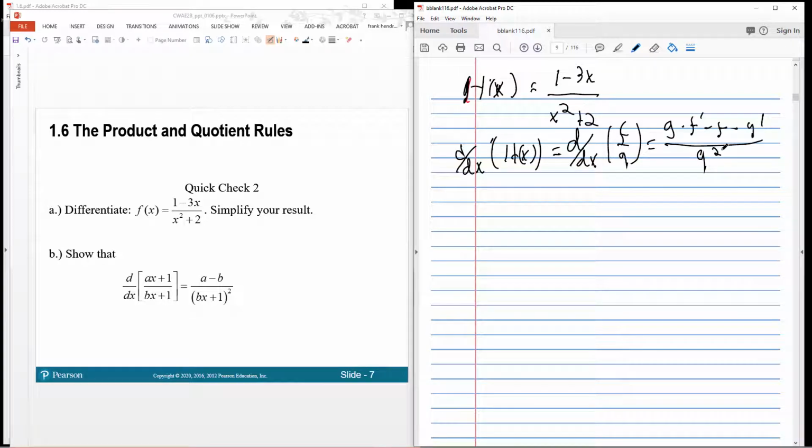Okay. So next thing, I'm defining my parts for the formula I'm going to need. So in this case, my f of x is 1 minus 3x. f prime of x is going to be negative 3. My g of x is x squared plus 2. My g prime of x is going to be equal to 2x.